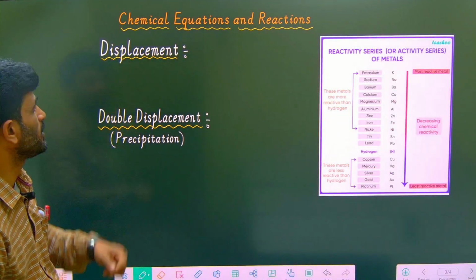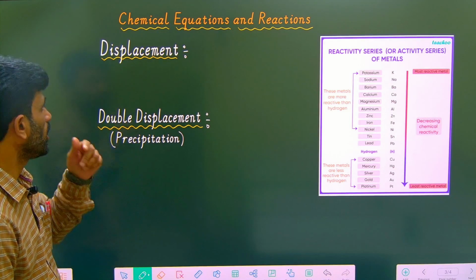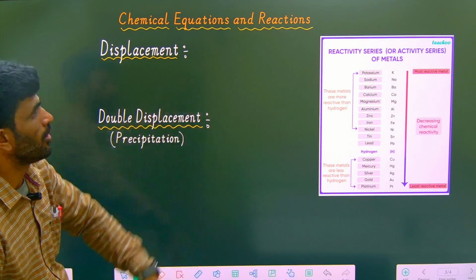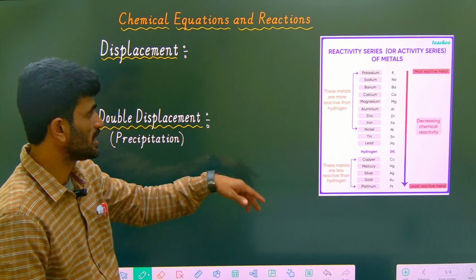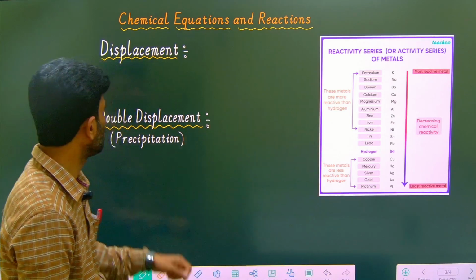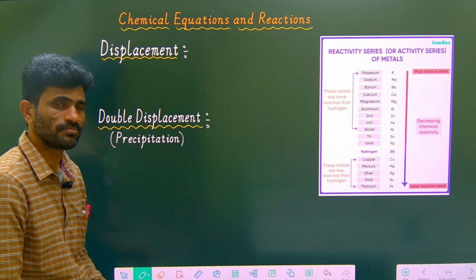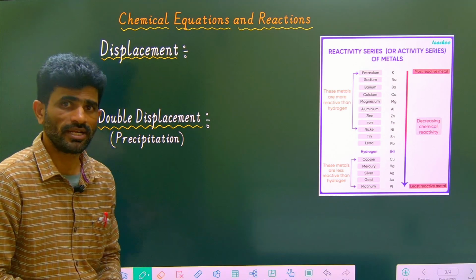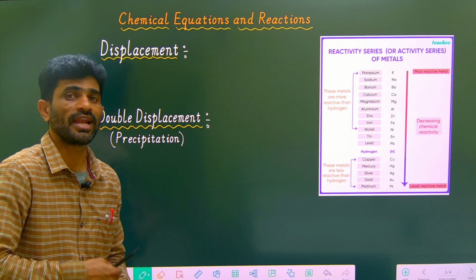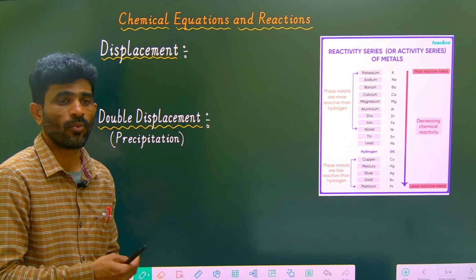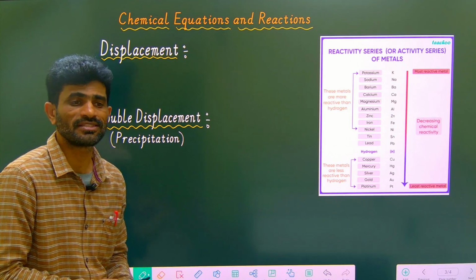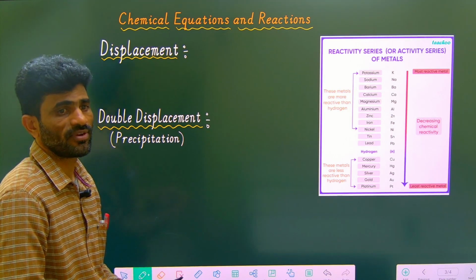Now coming to displacement reaction. To know about displacement reaction, you have to know the metallic reactivity series of metals. We will discuss that later. But what is a displacement reaction? In a displacement reaction, one metal displaces another metal. One highly reactive metal displaces the less reactive metal from the compound.